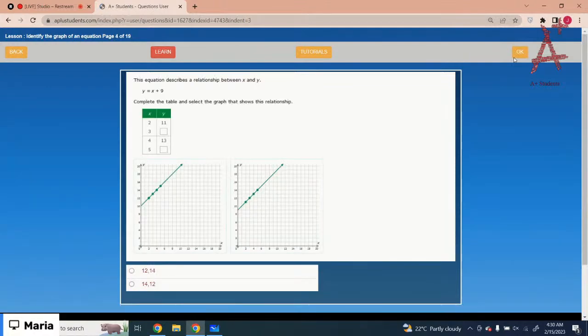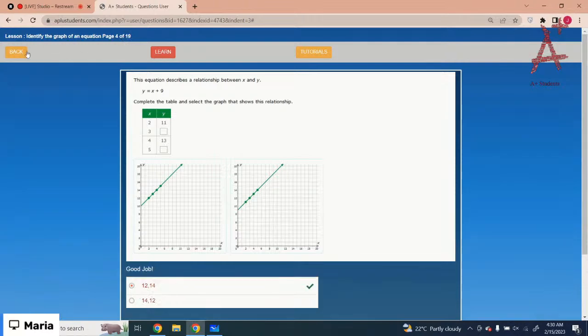Okay, the next one is y equals x plus 9. For each value of x, you have to add 9. Okay, the missing values are for 3 and 5. So 3 plus 9 is 12 and 5 plus 9 is 14. The missing values are 12 and 14.